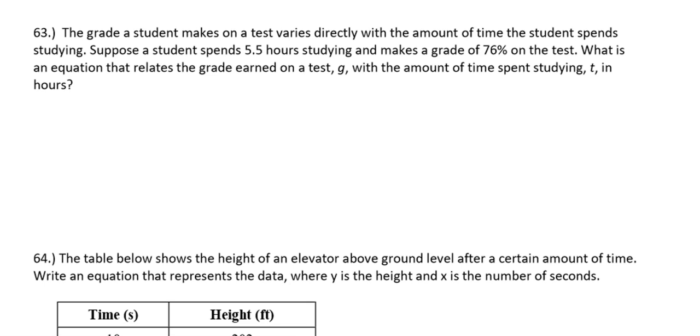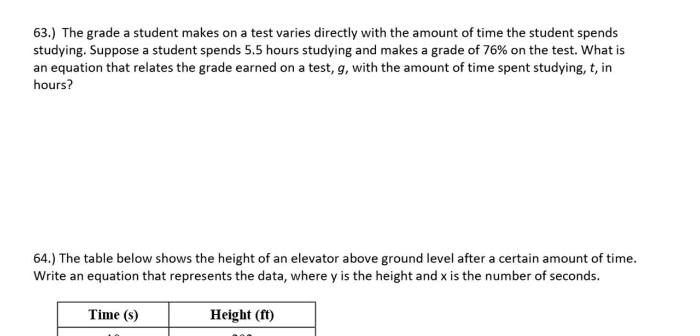On this one, the grade a student makes on a test varies directly. So it's basically saying this is direct variation. It varies directly with the amount of time the student spends studying. Suppose a student spends 5.5 hours studying and makes a grade of 76 on the test. What is an equation that relates the grade earned on a test, G, with the amount of time spent studying, T? So grade G compared to the time, T.